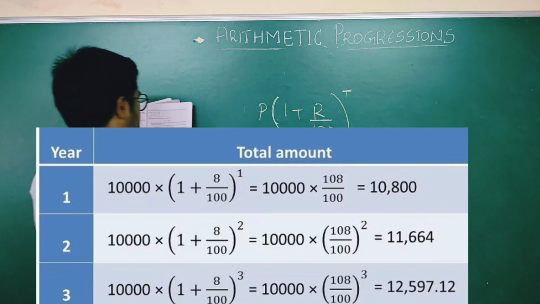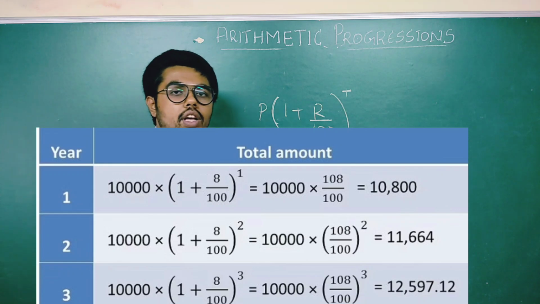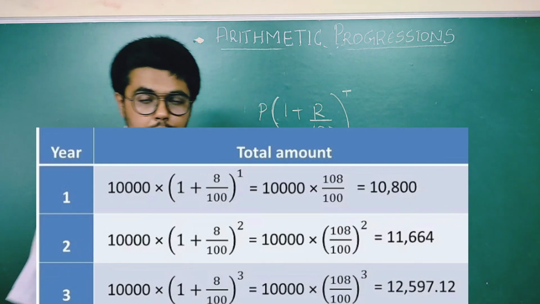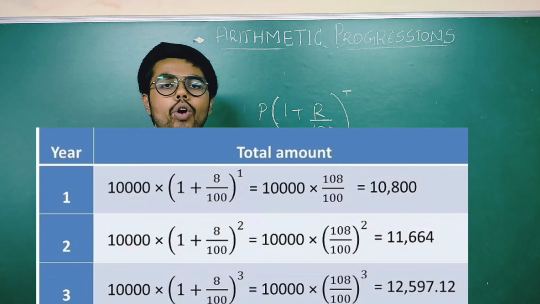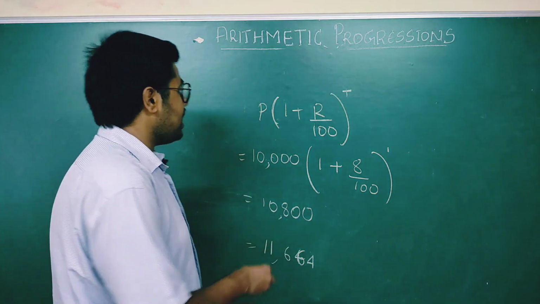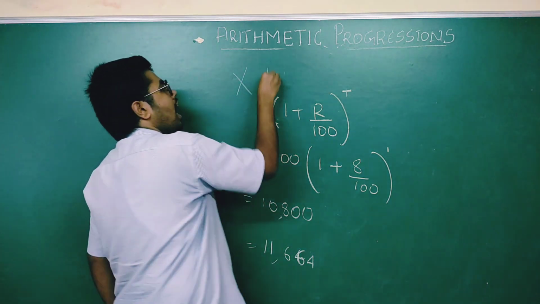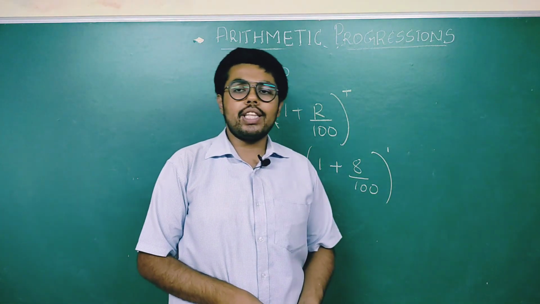Again, if I calculate the same thing and go on, you can see that the common difference is not the same. If I put the calculation on the screen, you can see that every year the amount increases by a different amount. Therefore, compound interest cannot be an arithmetic progression, but simple interest can be. I told you an example then.